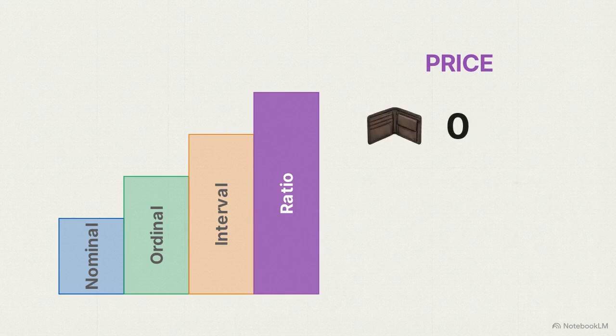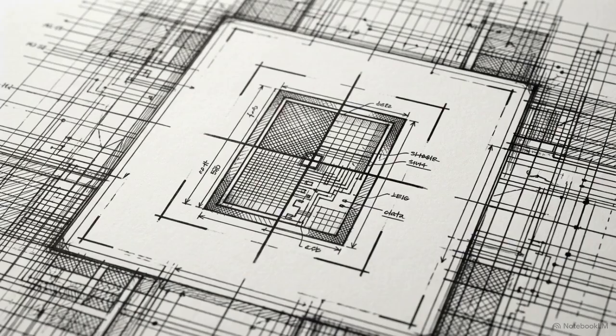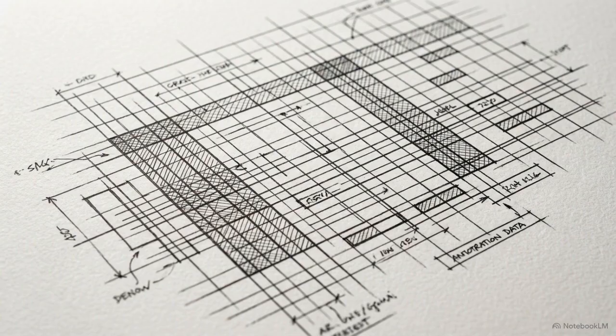The strongest level is the ratio scale. It possesses both fixed units and a true 0 point. The price of a house is a ratio variable. $0 means an actual absence of cost, allowing us to accurately state that a $200,000 home costs twice as much as a $100,000 home. Pinpointing a variable's exact measurement scale is the ultimate diagnostic check. It tells you exactly which mathematical operations are permissible. Proper data classification is a functional necessity for accurate computation.